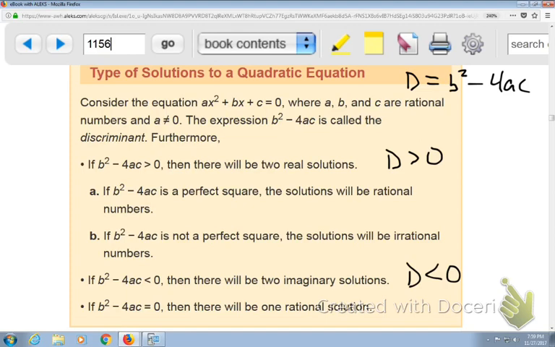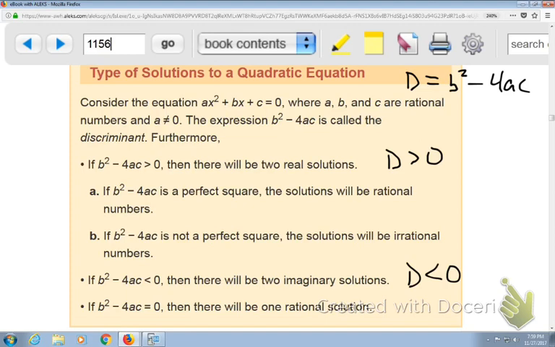So if D is greater than 0, you get 2 distinct real solutions. If D is less than 0, you get 2 distinct imaginary solutions. Right? And if we really delved into it, those are always going to be complex conjugates. That's the way it's always going to come out.